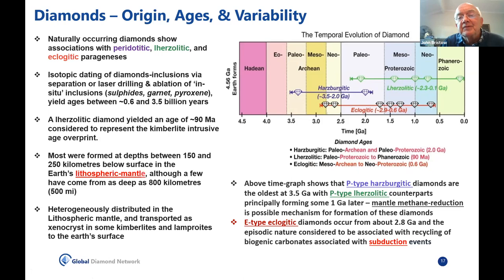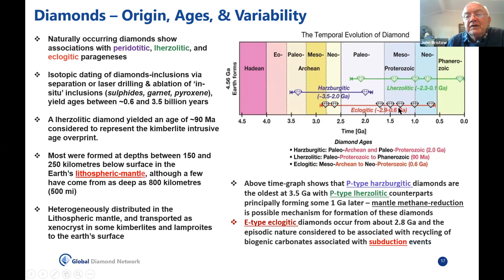Sorry about the technology. We then have this green line here. Again, we find what we call lherzolitic diamonds, which again go hand in hand with the harzburgitic. They too are old. And then very interestingly, we get eclogitic diamonds, this red line, which are somewhat different, and they can be very young. So they show a quite regular spectrum of young ages.